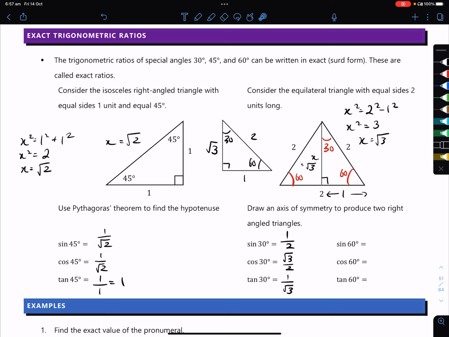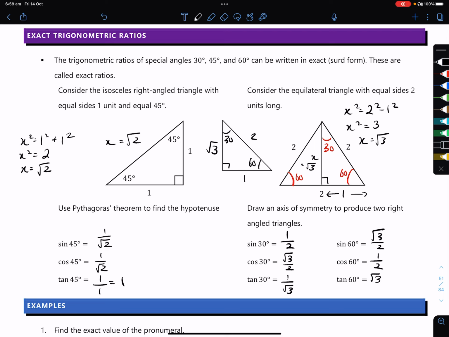Okay. Sine 60 will be opposite over hypotenuse. So opposite 60 is root 3. Hypotenuse is 2. Cosine of 60 is going to become the adjacent edge of 60 degrees. So it's 1 over hypotenuse, which is 2. Okay, finally, tan 60 is opposite 60, which is root 3, over adjacent to 60 degrees, which is 1. So it's root 3 over 1. And root 3 over 1 is just root 3. So I'm just going to take off that 1 there.